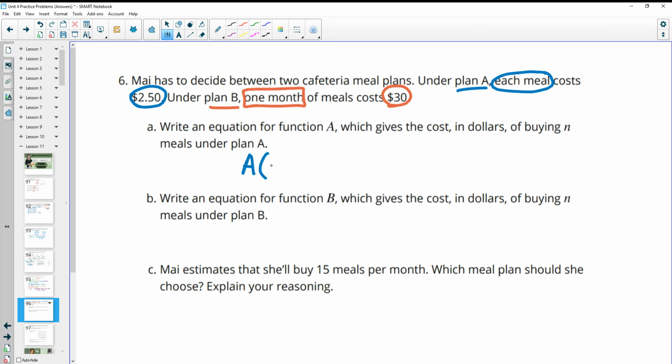So for Plan A, if we buy N meals, it is $2.50 for every meal we buy. So $2.50 times N. Write an equation for, or write a function for B, which gives the cost in dollars of buying N meals. Now for part B, we're not paying per meal. We're just paying for 1 month. So the cost of N meals on Plan B is just a flat $30. Doesn't matter how many meals you buy, it's just going to cost you $30.